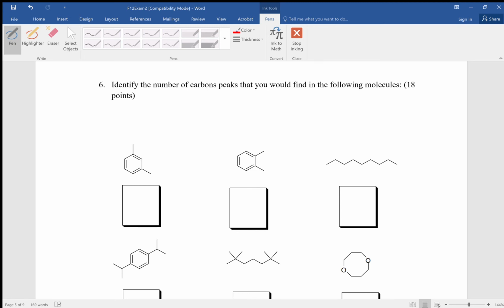All right, our final question on this exam looks to identify the number of carbons, the number of unique carbons, or in other words, the number of carbon peaks that we would find for a set of molecules.